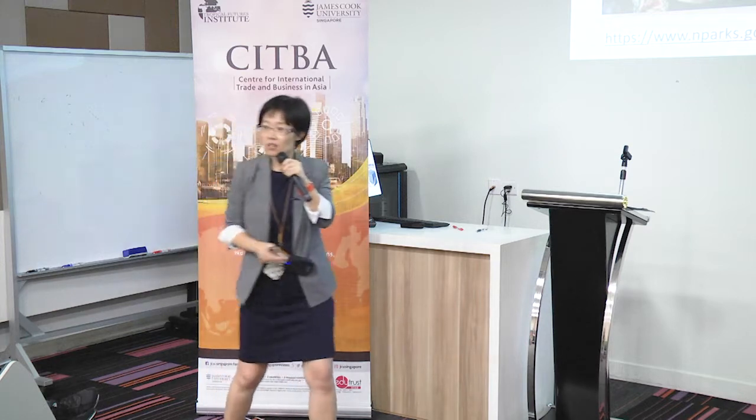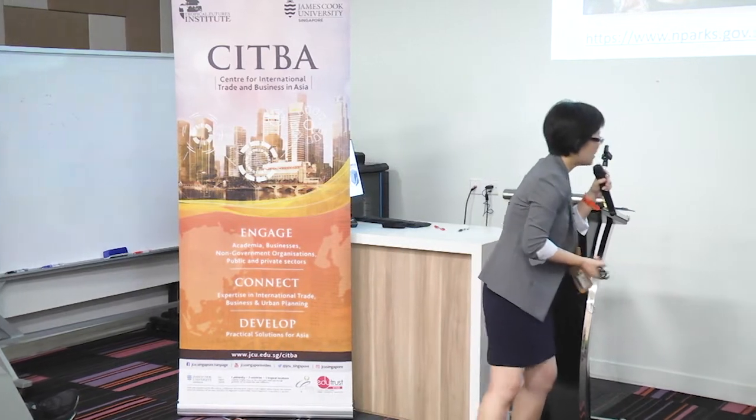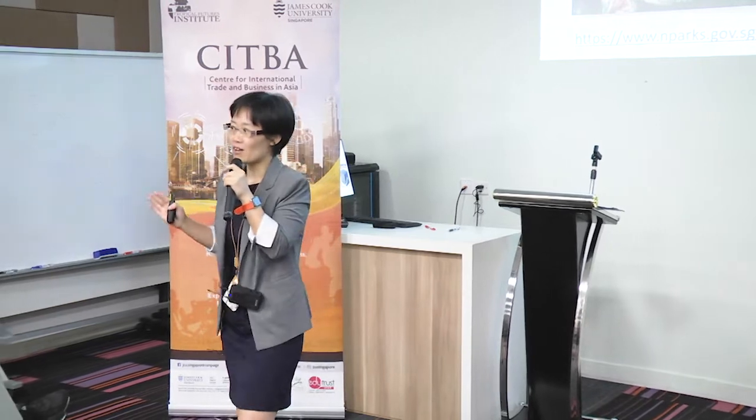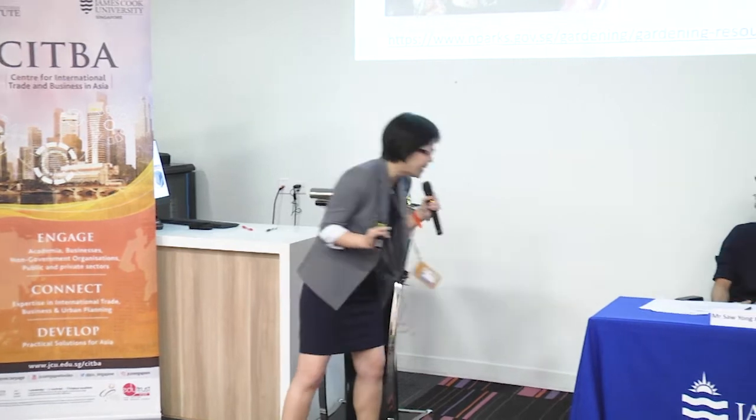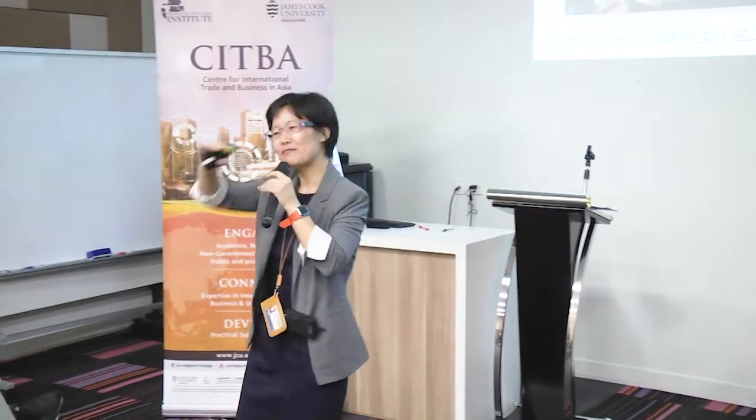How about recycling? Currently in Singapore, most of the recycling, please correct me if I'm wrong, is conducted by firms, the food manufacturers. They basically collect some homogeneous food waste, including spent yeast grains from beer brewing, soybean waste, and bread waste, segregate it at the source and sell it to recyclers, and then recyclers convert it to animal food or animal feed. This comes from NEA, so if it is wrong, it's NEA's fault. That is basically the firm level, business level.